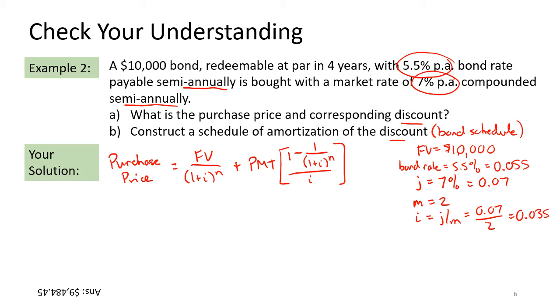Our payments are simply our face value, $10,000, times our bond rate, which is 0.055, divided by 2, right? Because payments are semi-annual. And if you do that, you get $275.